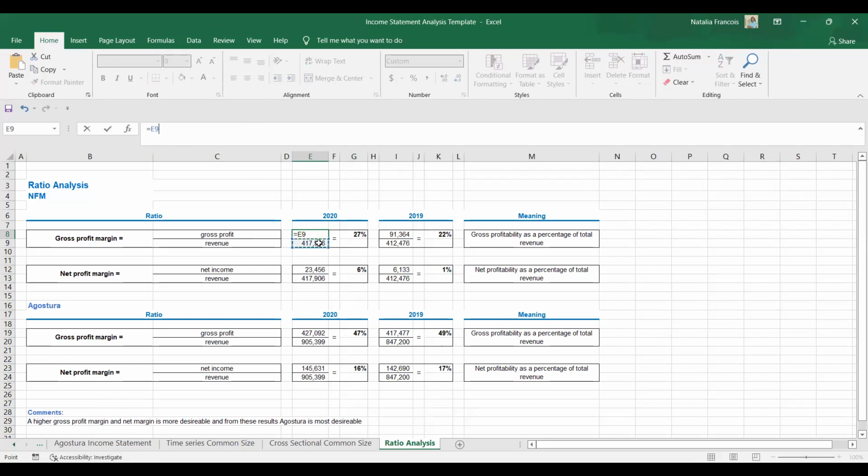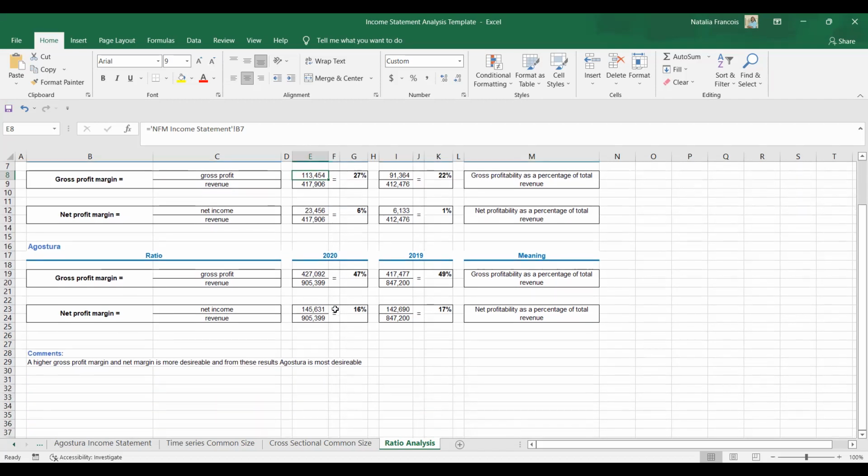Divided by the revenue, right? And I got 27% for NFM. Angostura, 47%. Angostura is giving a bigger profit margin, which tells me that it'd be more desirable. It is minimizing its cost of production as opposed to NFM.